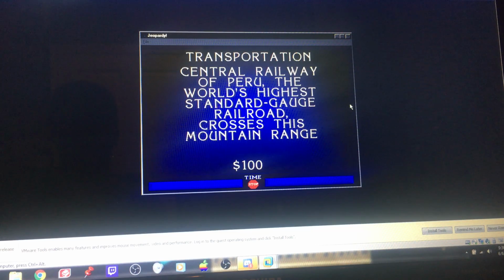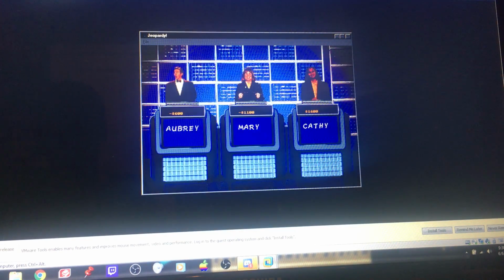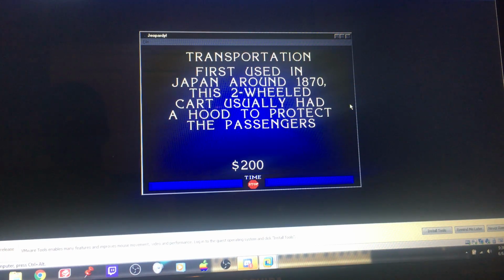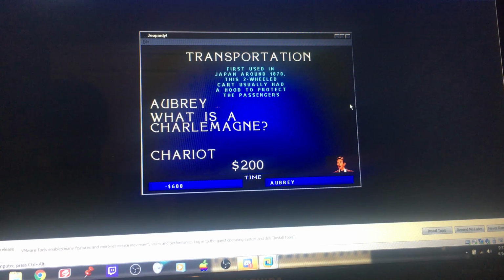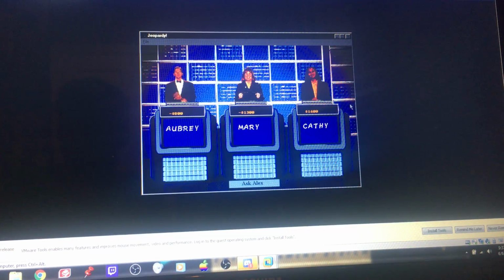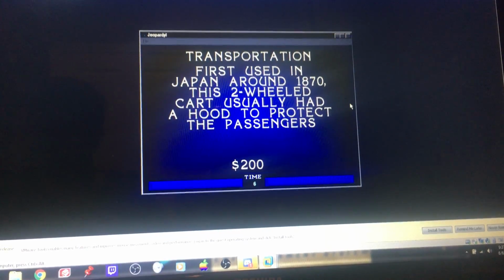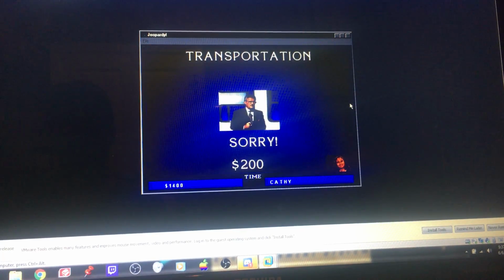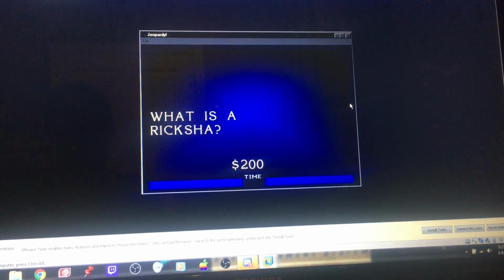Central Railway of Peru, the world's highest standard gauge railroad, crosses this mountain range. What are the Andes? That's right. Pick again. Transportation for 200. First used in Japan around 1870, this two-wheeled cart usually had a hood to protect the passengers. A wheelbarrow? No, sorry. What is a chariot? No, that's not right. Anyone else? Oops, I don't know. You got some tough clues here. A rickshaw.